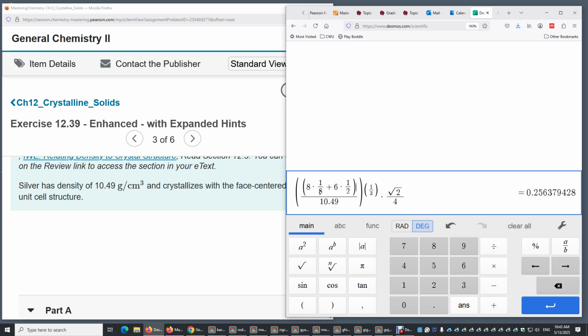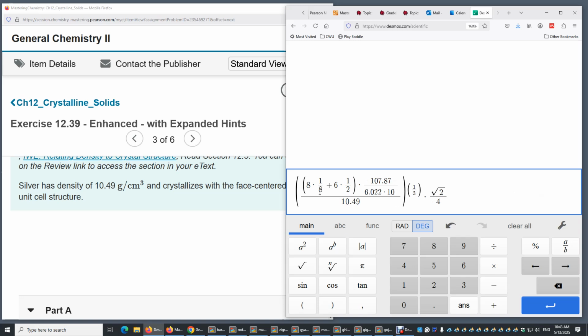What's the mass of each silver atom? We'll find the molar mass of silver, which is 107.87 grams per mole. So we have to divide this 107.87 grams by the Avogadro constant. This way we'll get the mass in grams for each silver atom.